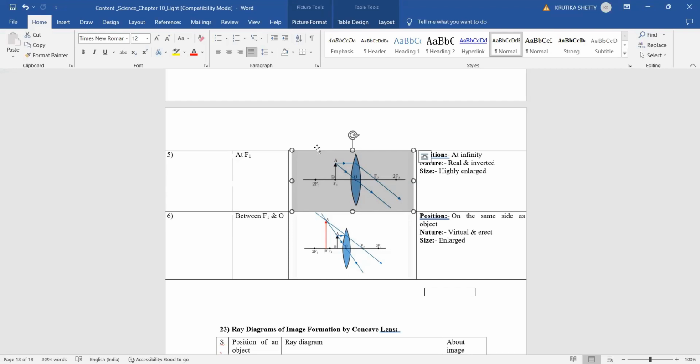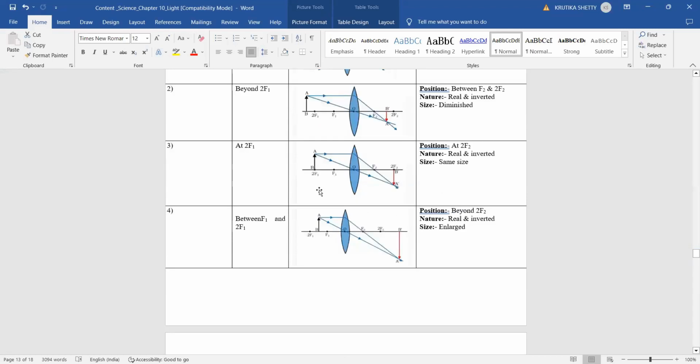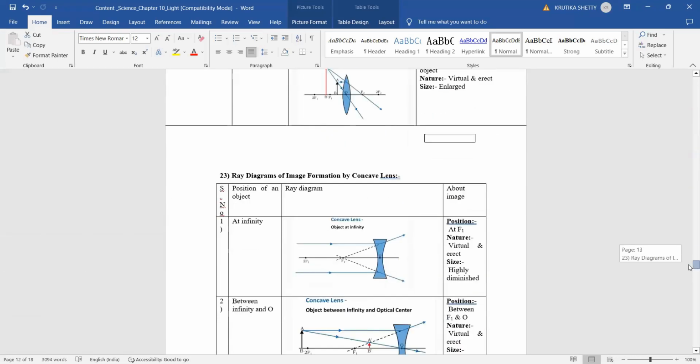If you study any case based on the ray diagram, when the ray is parallel to the principal axis, it passes through the focus after refraction. When the ray passes through the focus, after refraction it goes parallel to the principal axis. If you observe all the figures, the laws we study are obeyed here. So these are the 6 cases regarding the convex lens.